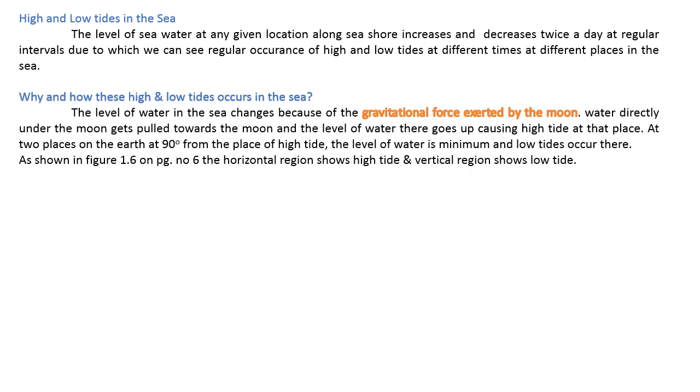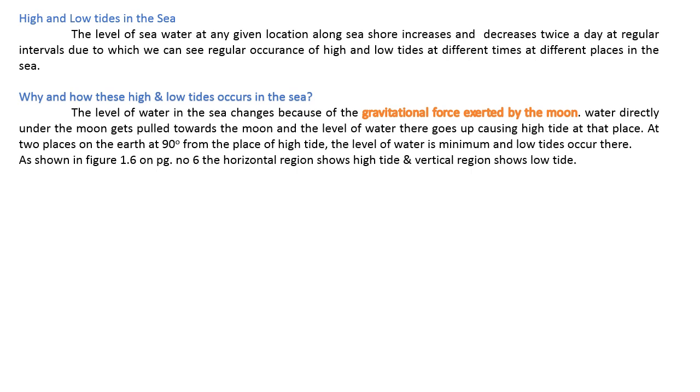Water directly under the moon gets pulled towards the moon, and the level of water there goes up, causing high tide at that place. So whenever the moon is at a particular place, due to its gravitational force the water will be pulled towards the moon, and because of that the water level increases, and that is what we call a high tide.